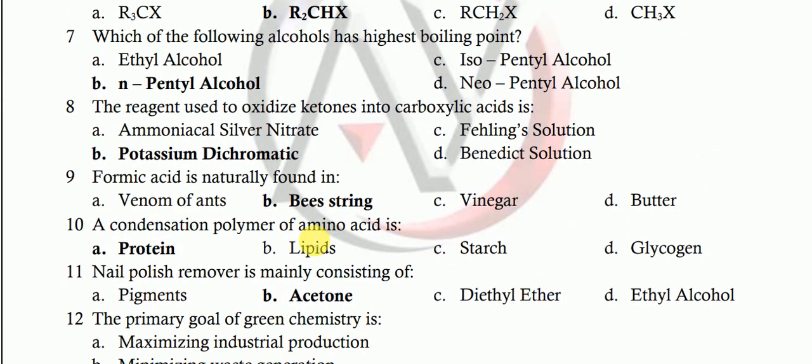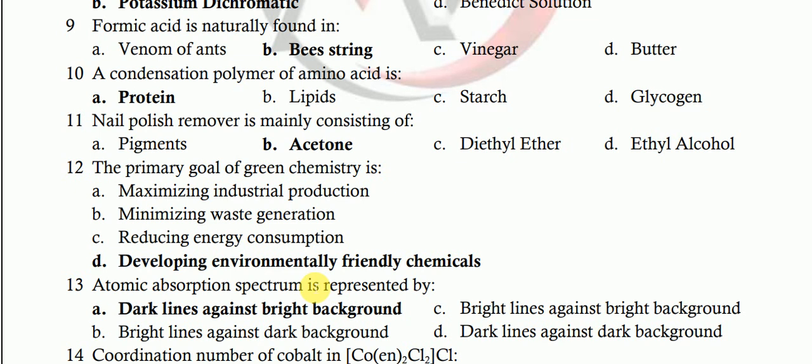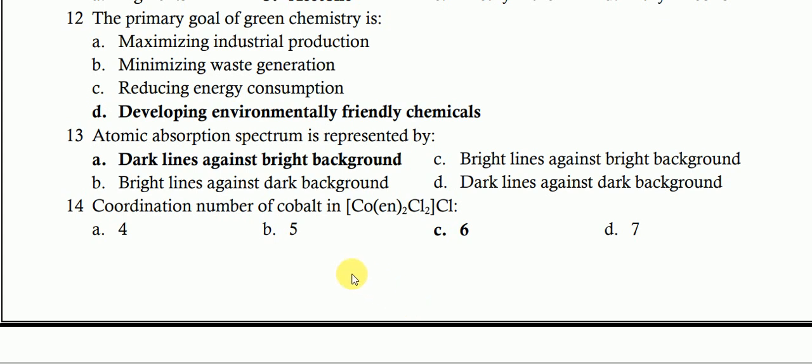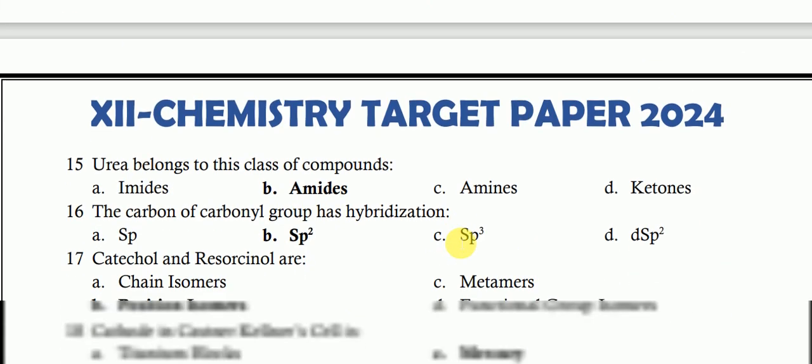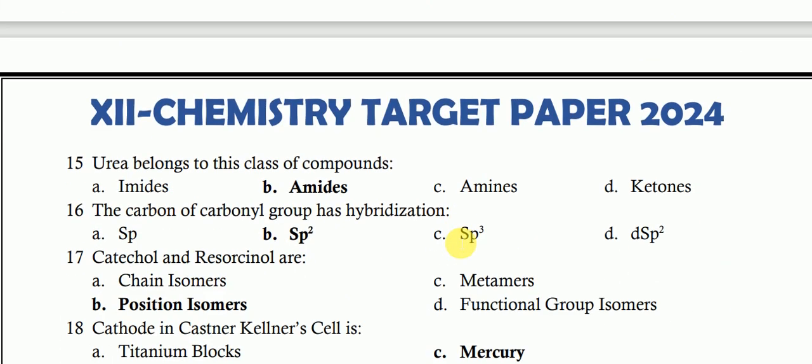Formic acid is naturally found in bee's sting. A condensation polymer of amino acid is protein. Nail polish remover is mainly consisting of acetone. The primary goal of green chemistry is developing environmentally friendly chemicals. Atomic absorption spectrum is represented by dark lines against the bright background. Coordination number of cobalt in this structure is 6. Urea belongs to the class of compounds amide.